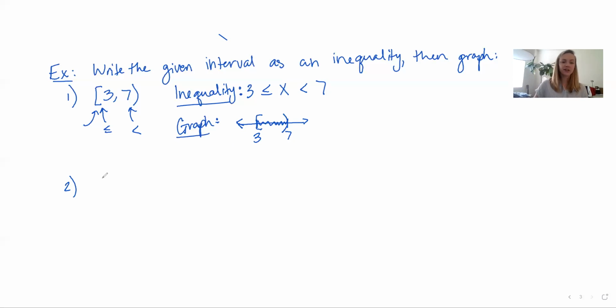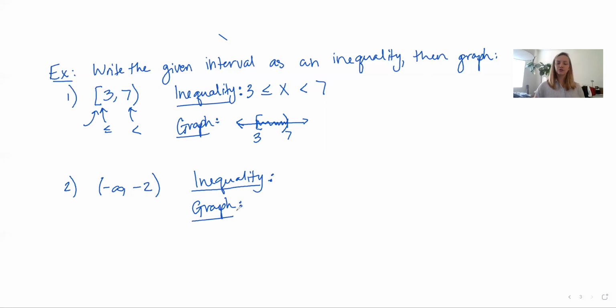So the last one here, we're given the interval from negative infinity to negative 2, parentheses at both of those. A notification came up. Let me get rid of that. We're looking for the inequality and graph. And again, it doesn't really matter which one you do first, whichever one makes more sense to you.